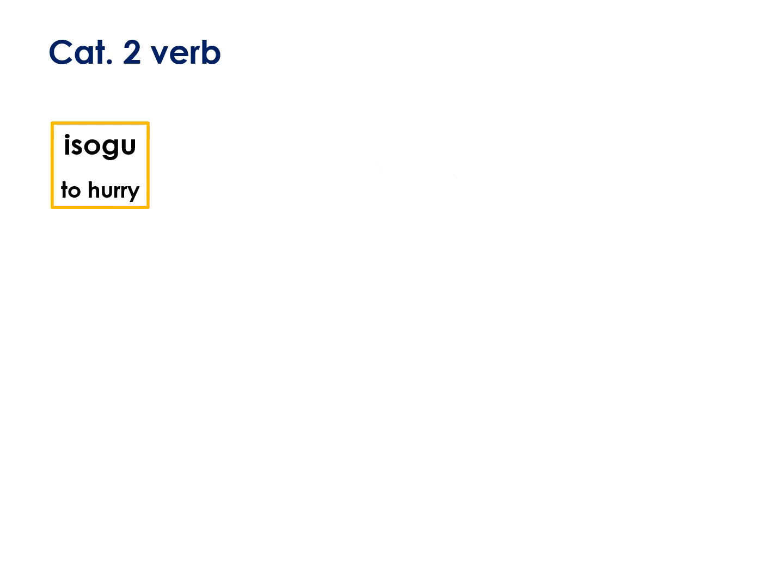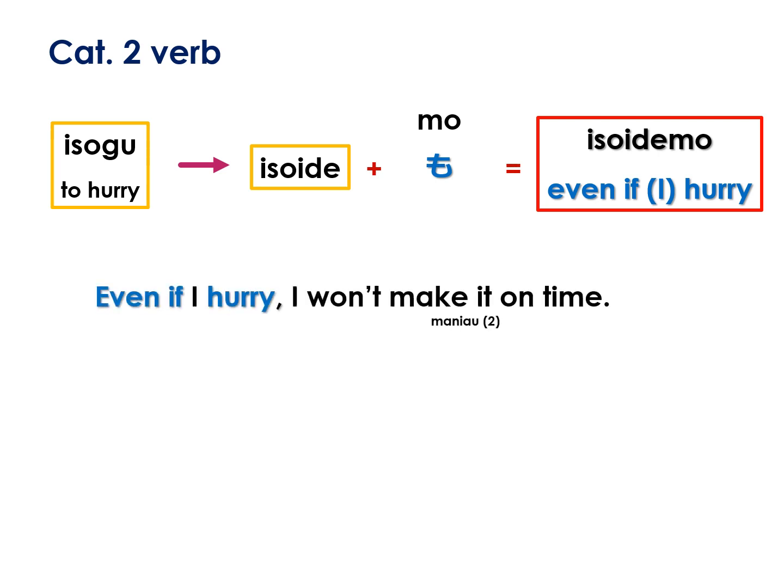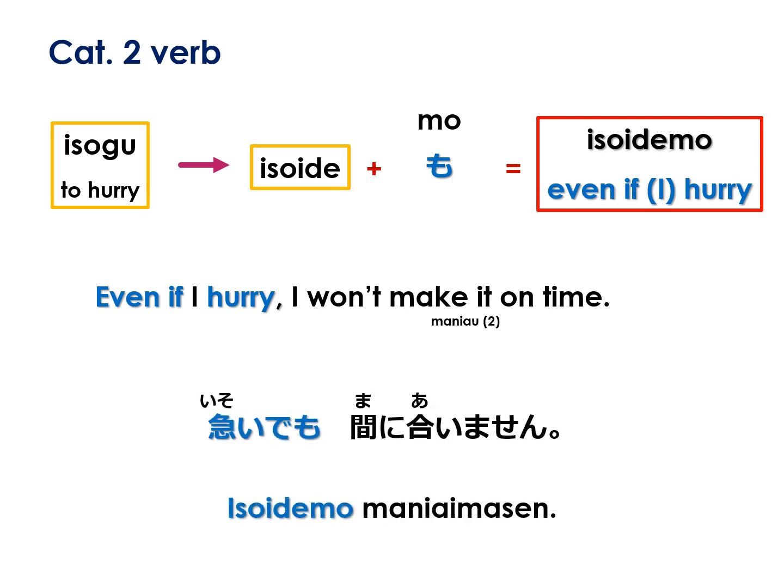Isogu means to hurry. Te form is isoide, and adding mo forms isoidemo, which means even if I hurry. Even if I hurry, I won't make it on time. In Japanese, isoidemo maniaimasen.